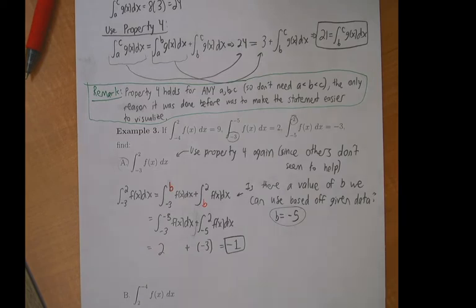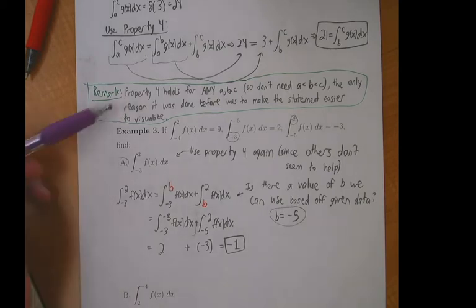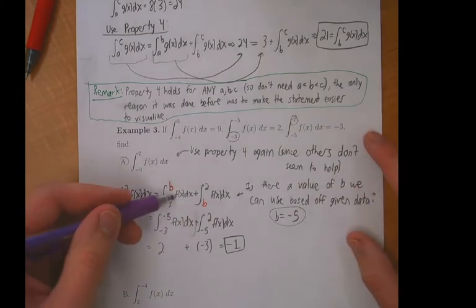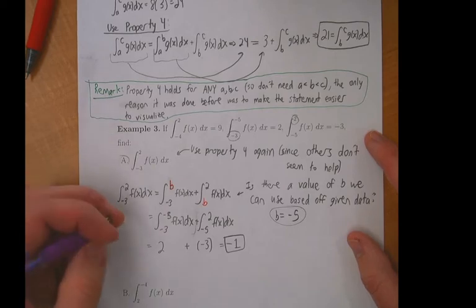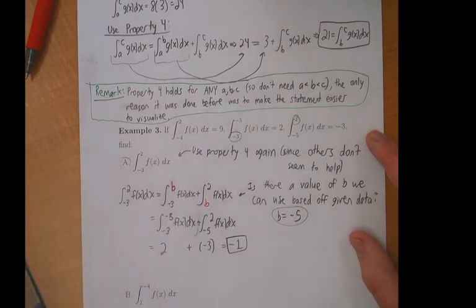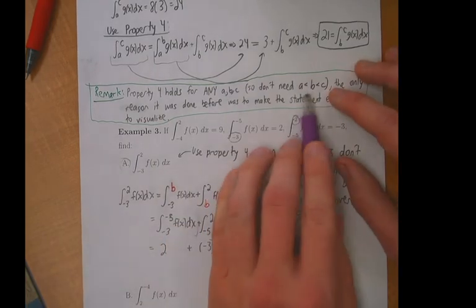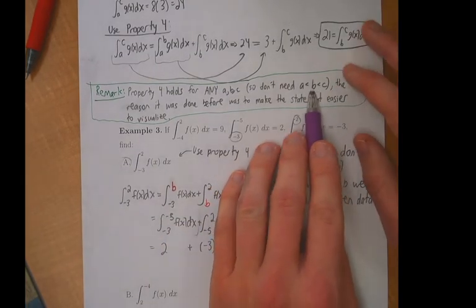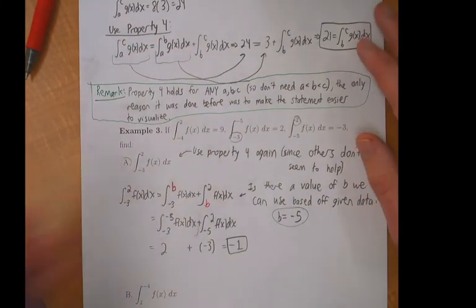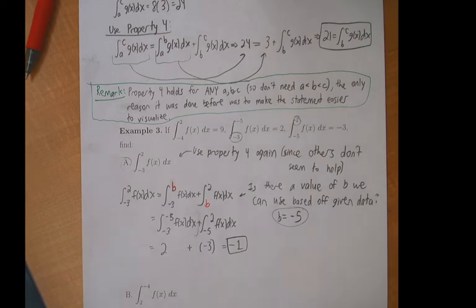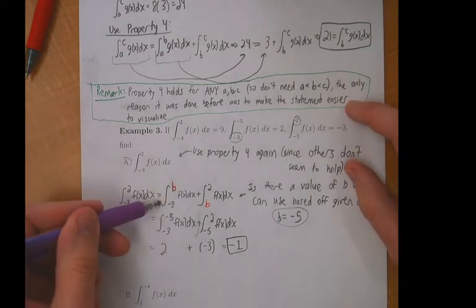Yeah? So -5 is smaller than -3, so can you still have the... Yeah, like I said, the remark here says we don't have to worry about the value of b being smaller than -3, or where exactly it lands on the real number line. We don't need a less than or equal to b, less than or equal to c. So this holds for any a, b, and c you want. That's the reason we make this remark here.